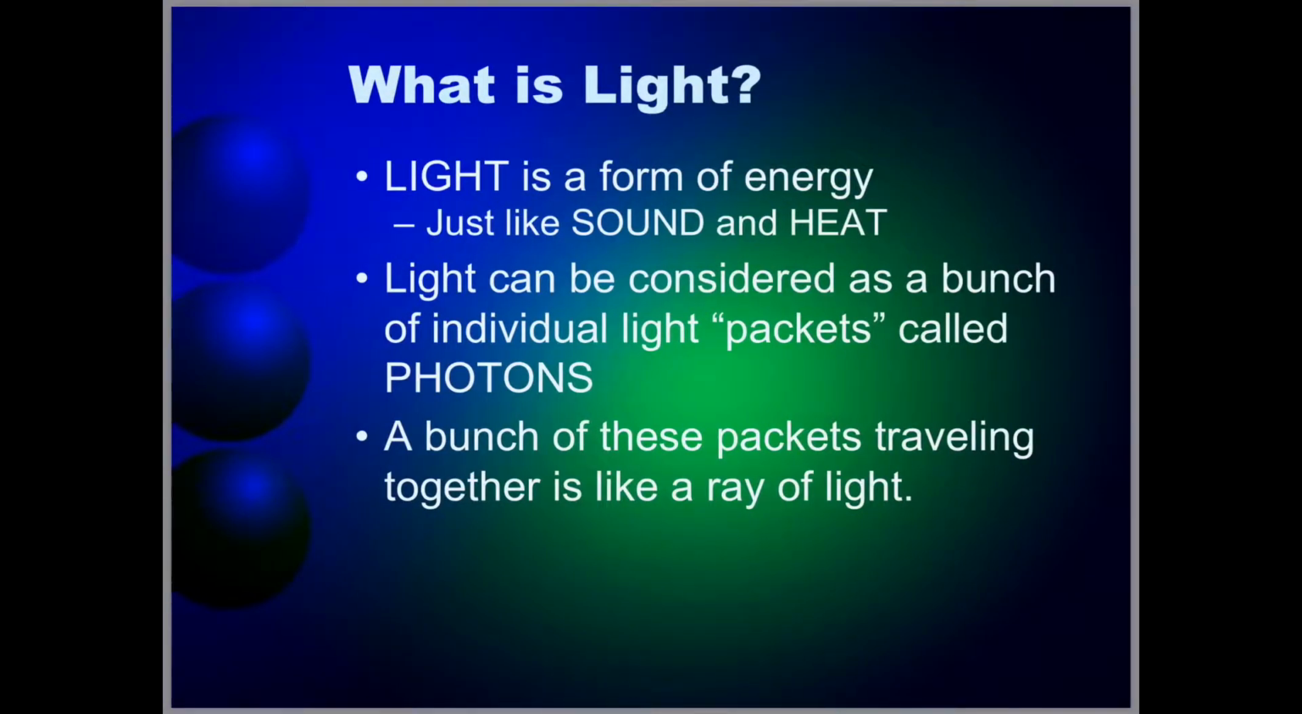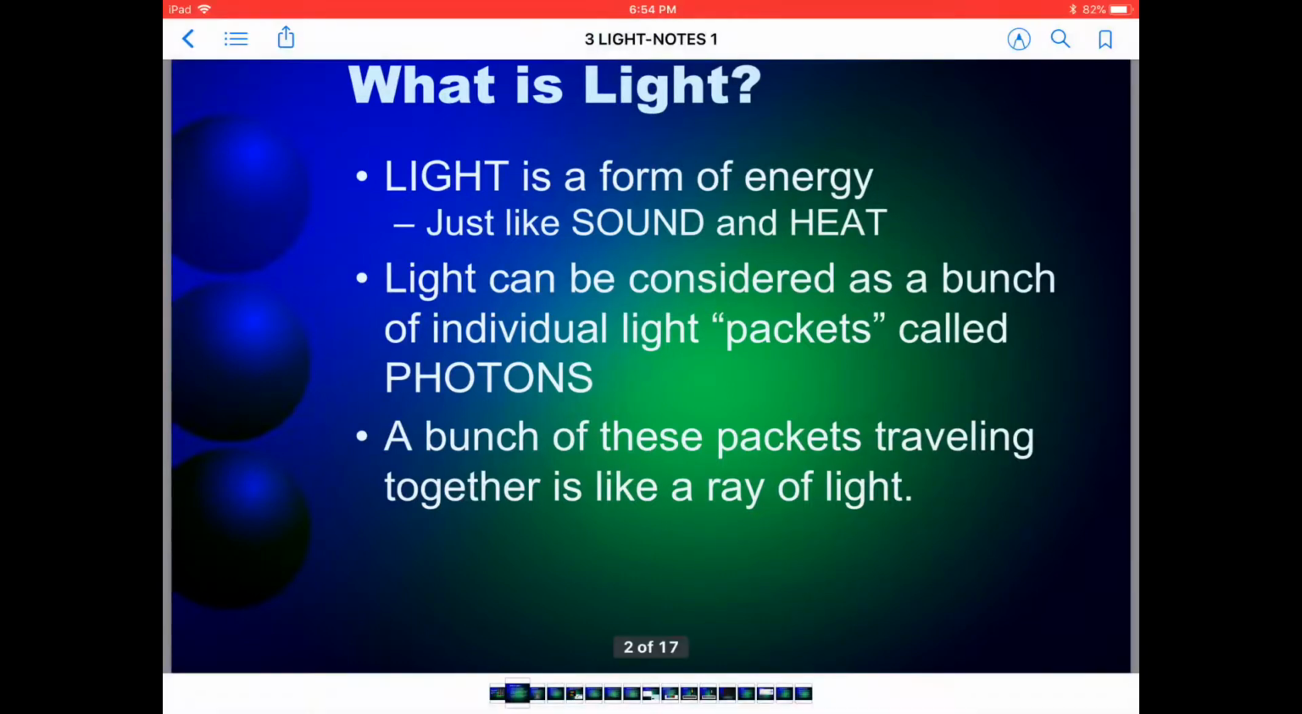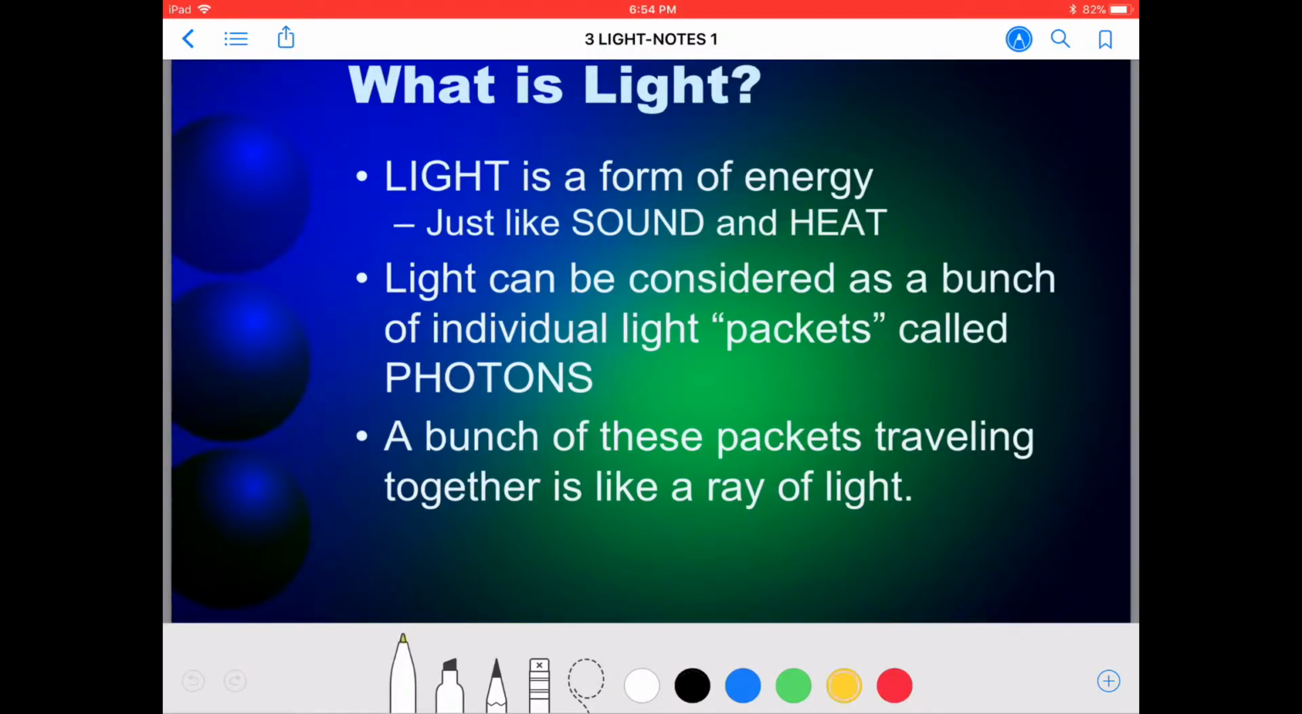Light is just a form of energy, just like sound and heat and other forms that we've talked about and that you've heard of in the past. Light can be considered to exist in two different ways. The first is as a little packet or a little ball of light called a photon. And then the other one is as a wave, which is when the photons travel together, just like a ray of light or a wave of light.